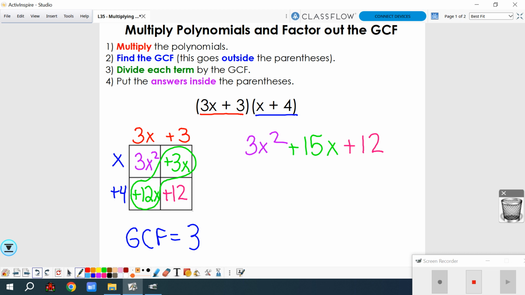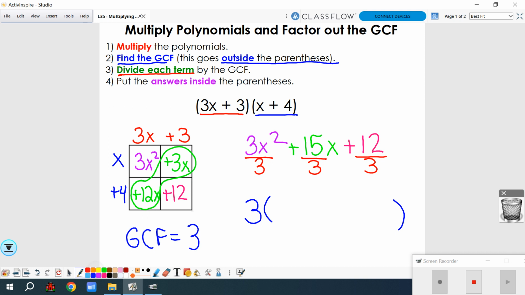So once you find your GCF, this number is going to go outside a set of parentheses. This is how we pull it out. It's going to be the factor that's outside of our parentheses that we're going to multiply everything inside our parentheses by. And what we're going to do is divide each term by that GCF. So we're going to take each of these terms and divide it by 3. That's what it means when we say pull out the GCF. We're dividing it.